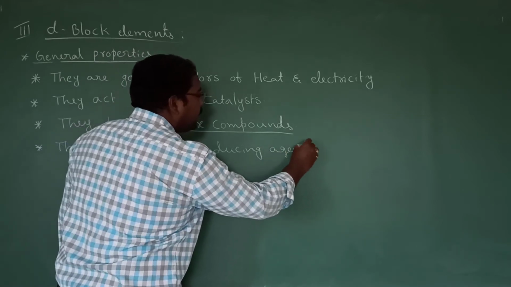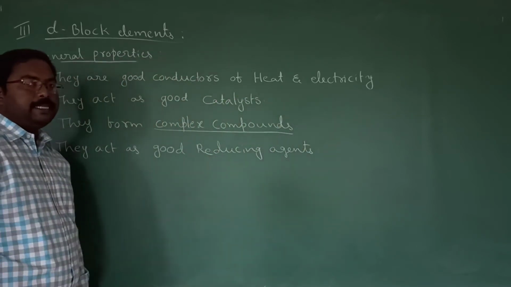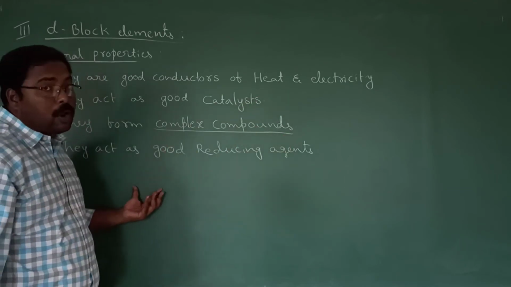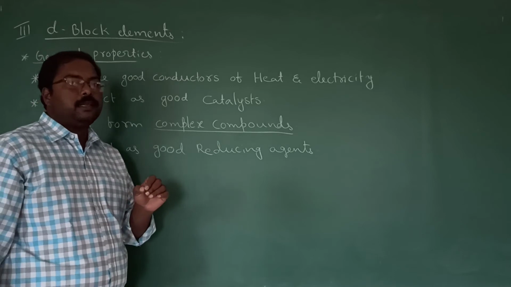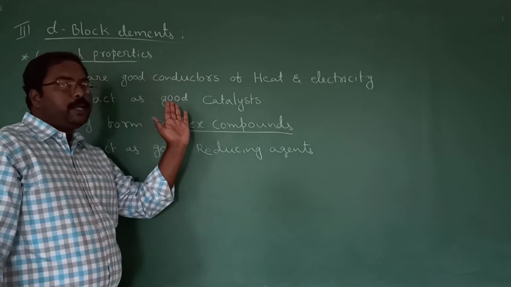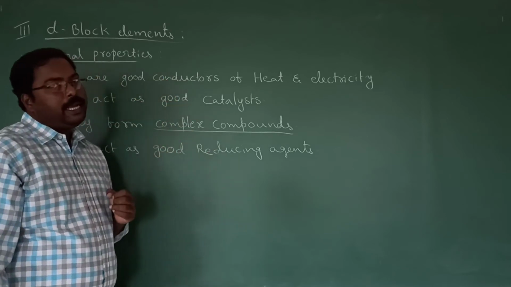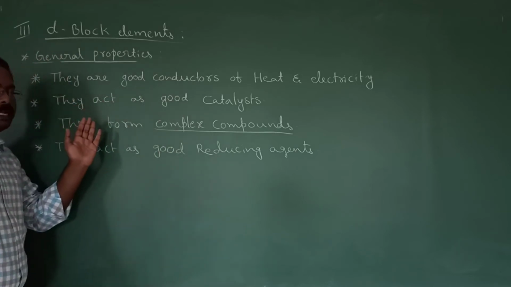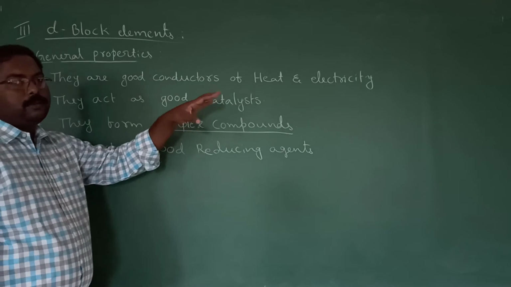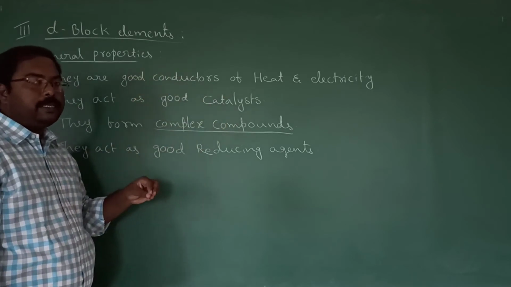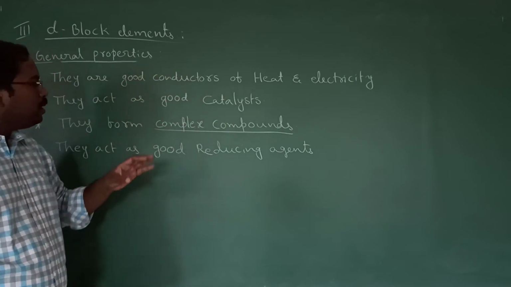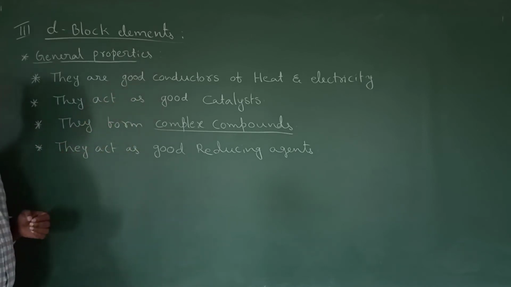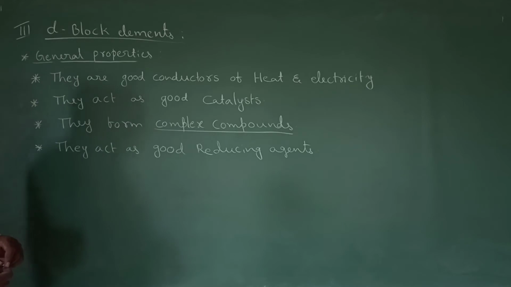Generally we know that metals act as good reducing agents. When compared to P block elements, these are strong reducing agents. But when compared to S block, these are weak reducing agents. Some other properties, like we know that they have high melting and boiling points as well as they are hard in nature. So those properties we already discussed. Further, note down these properties also.